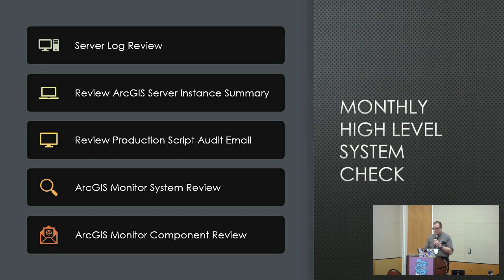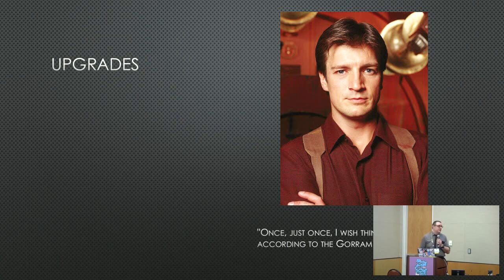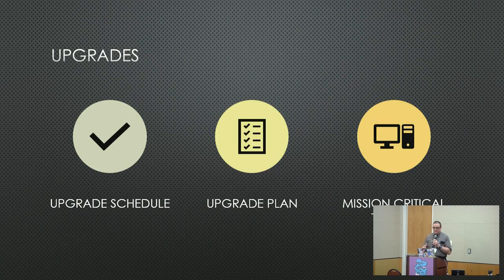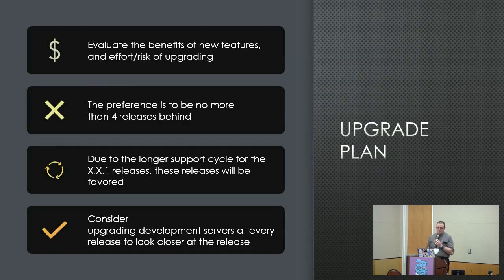rest of our system. So now we're talking about upgrades, and I don't know if you guys have ever felt this, but when you're upgrading things, you just want things to go according to the plan, just once. So to combat that, we effectively plan for upgrades. The upgrade section is broken down into 3 parts: the schedule, the plan itself, and then a mission critical test list. So for the upgrade plan, we were looking at evaluating the benefits of new features.